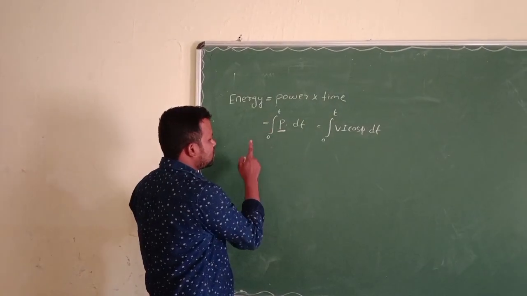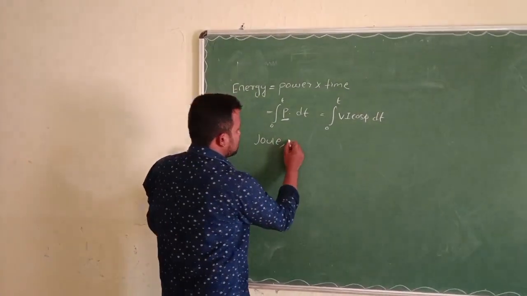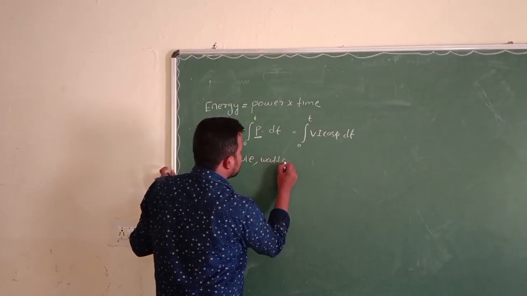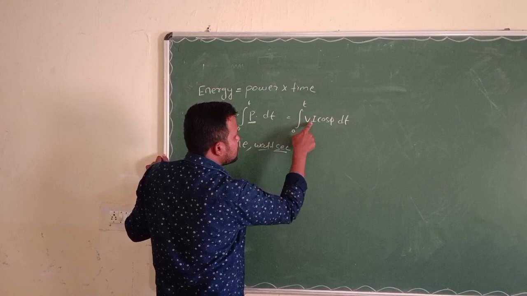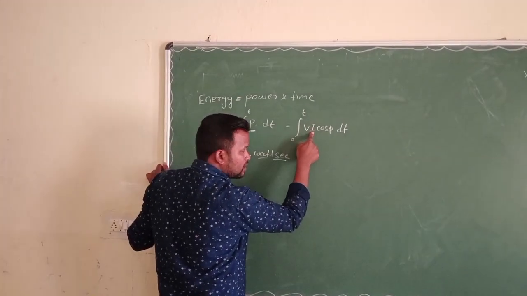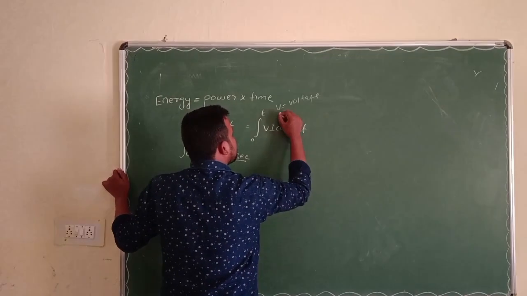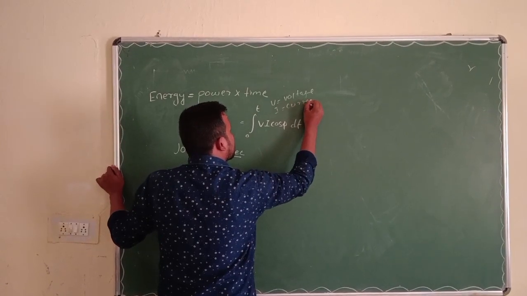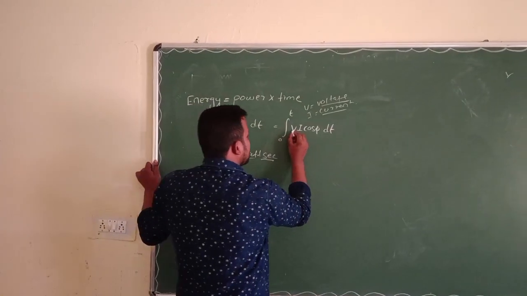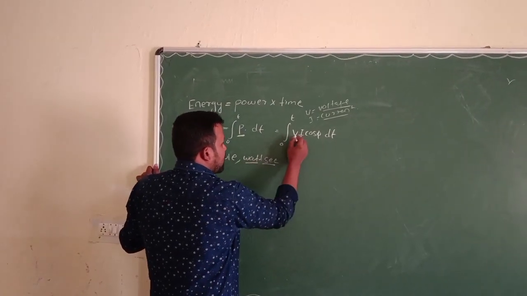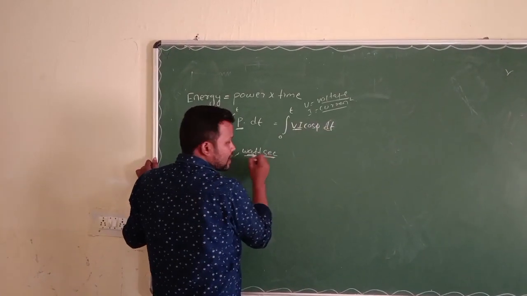The unit of energy is joule. Its unit is also watt second, because P is equal to VI cos phi, where V is voltage, I is current, and cos phi is the power factor between voltage and current. So this P is in watt, and the time period dt is in seconds.